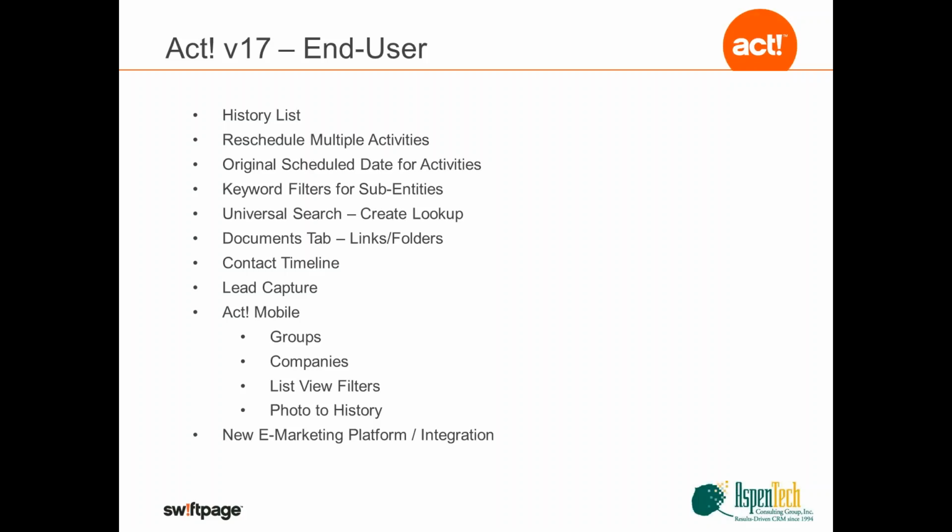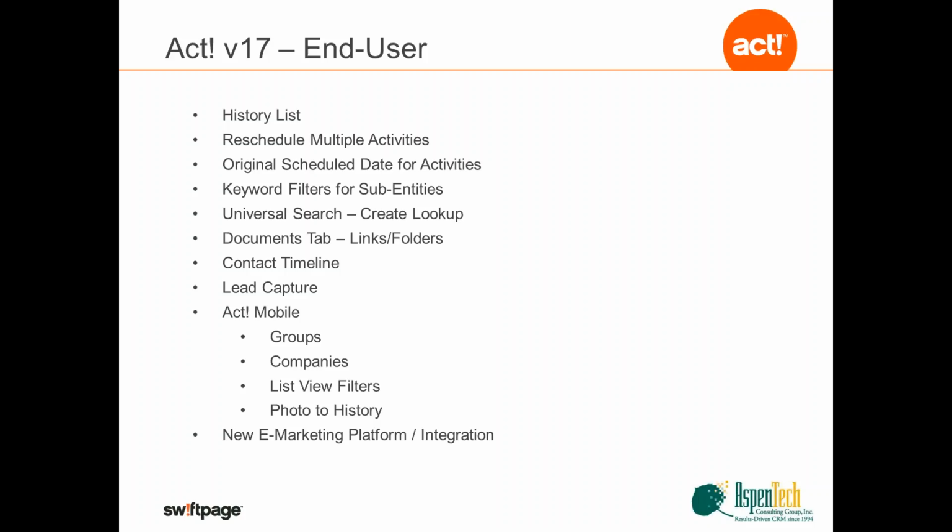You also have the ability now to reschedule multiple activities all at once. ACT now maintains an original scheduled date for activities, so as you're rescheduling those, you can see what date they were originally scheduled for. There's new keyword filters for sub-entities like notes, histories, activities, opportunities, things like that. From the universal search view, we now have the ability to create lookups of contacts and companies.